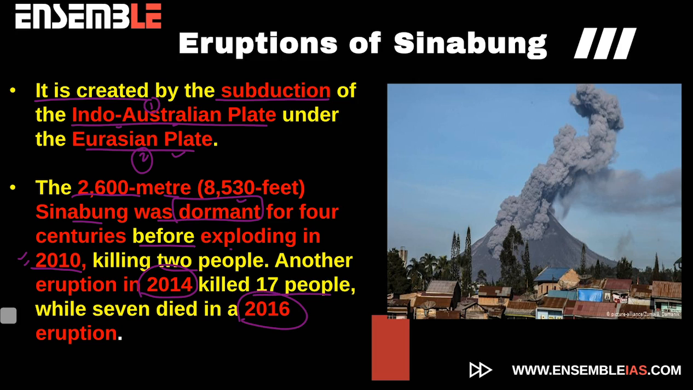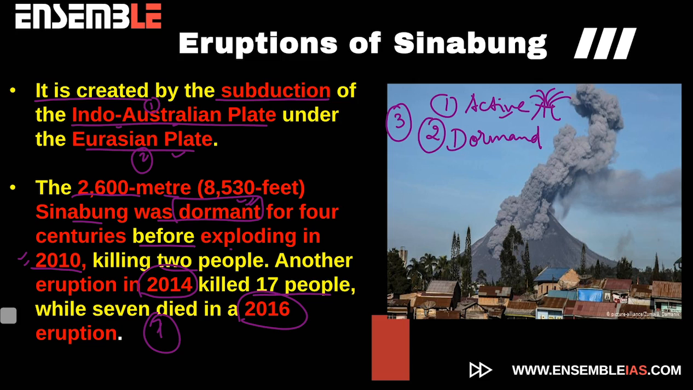And then again in 2016 the eruption happened, and that time 7 people were killed in Indonesia, particularly in Sumatra. So this is a type of dormant volcano. There are basically 3 types of volcano. Number 1 is the active volcano. Active volcanoes are those in which continuous eruption happens. So these are active. The second type is the dormant.